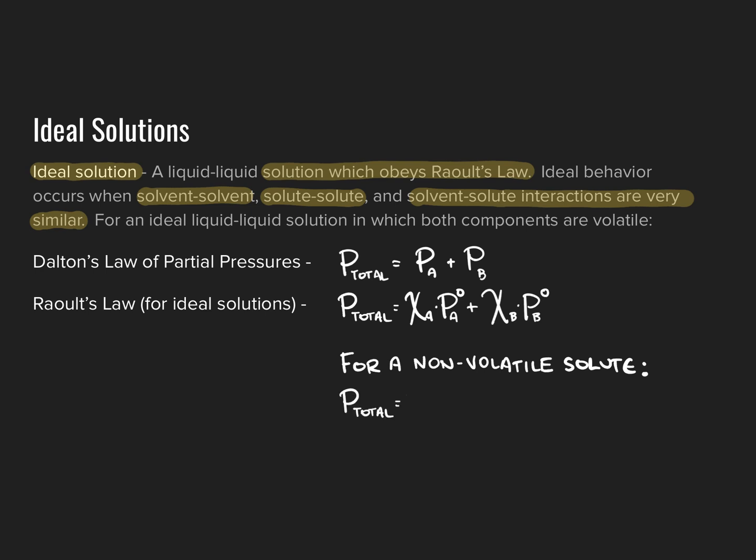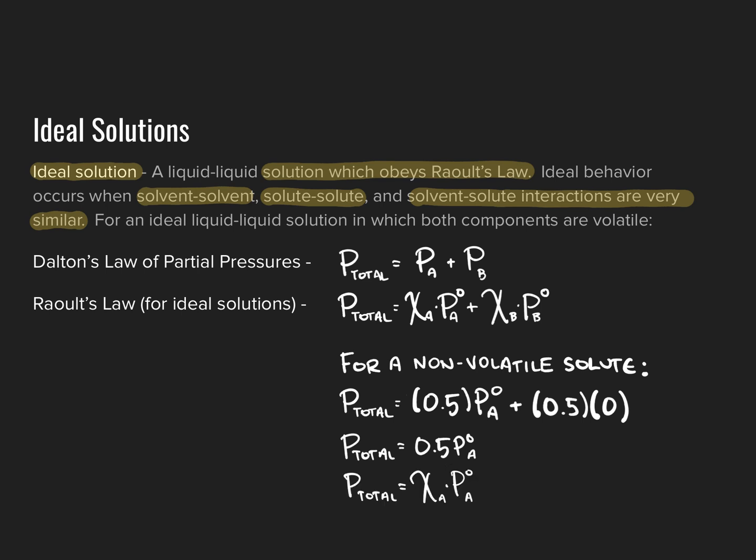That is, if we saw, say, a solution composed of 50% of the volatile solvent A and 50% of a non-volatile solute B, then my equation would become the mole fraction of A, which would be 0.5, times the partial pressure of the pure solvent A, plus the mole fraction of species B, which would in this case again be 0.5, times the partial pressure of the non-volatile solute B, which, if it's non-volatile, would be essentially 0. And therefore, the pressure of the solution would be equal to the mole fraction of A times the partial pressure of that solvent as a pure solvent, which is exactly the formula we derived on our previous slide.